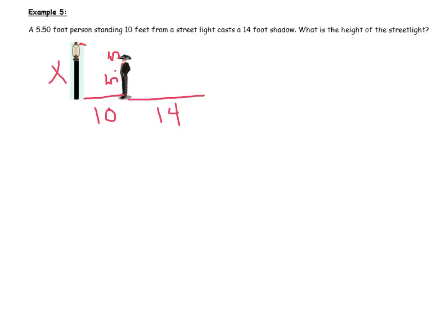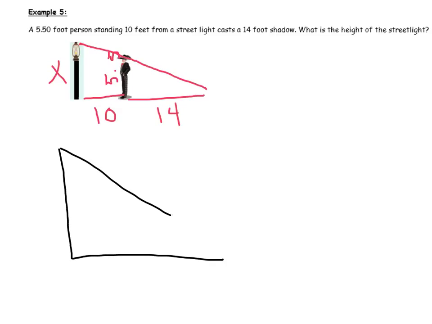Now from here, I'm just going to connect it to make one triangle. I know it looks kind of sloppy, so what I'm going to do is recreate this. So we have a bigger triangle. Basically, I'm making two triangles. You've seen something like this before in Unit 1. Here is x, 10, 14, and 5.5. What it's asking is the height of the street light. Well, this one we actually have to do a little bit more.